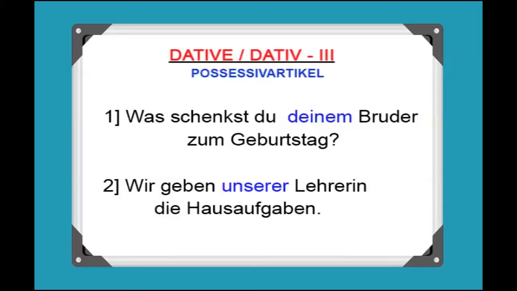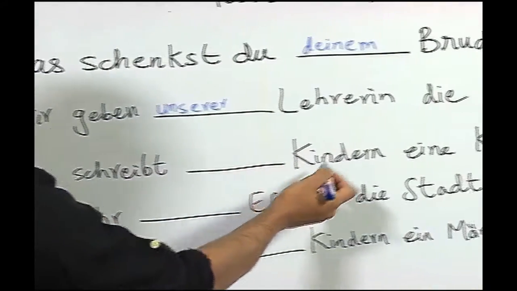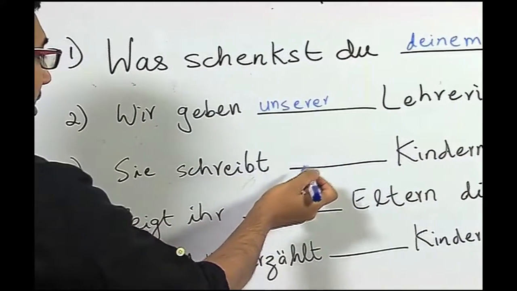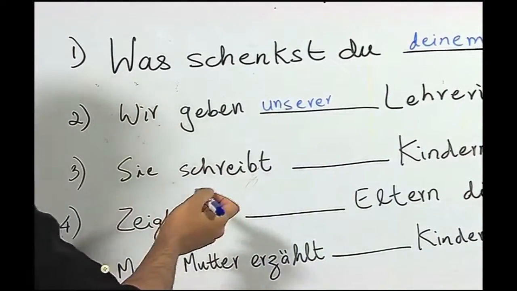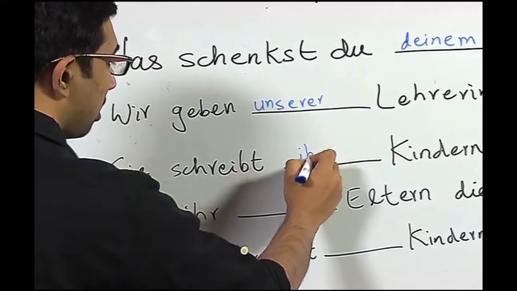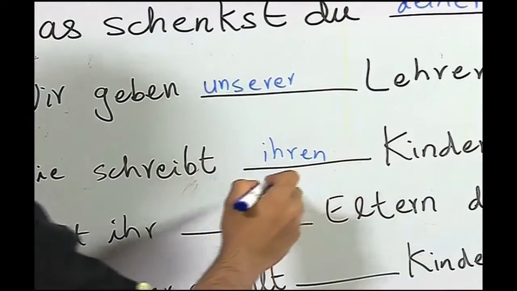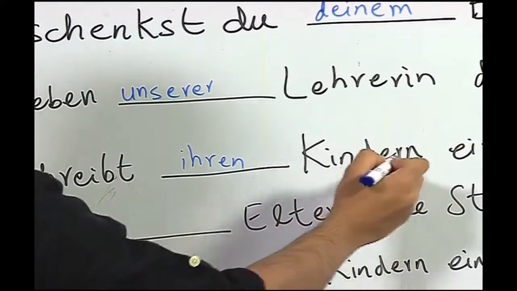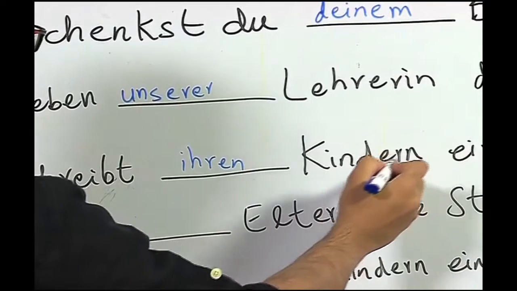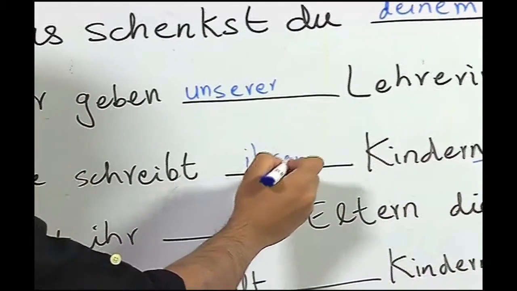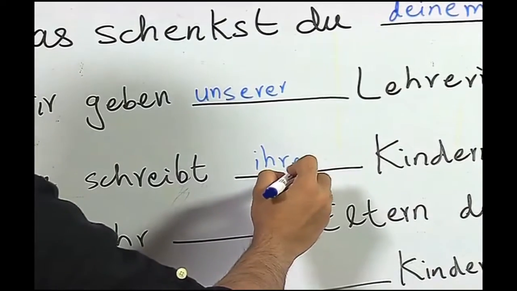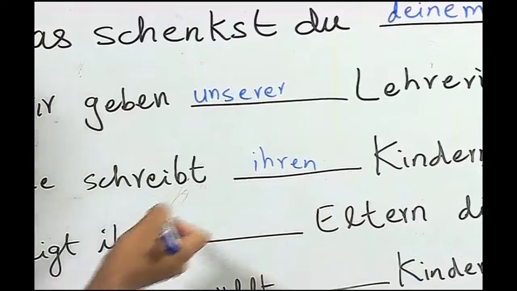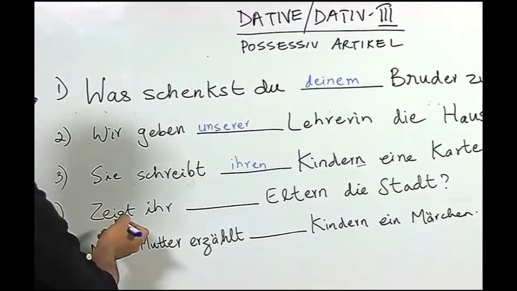Here in sentence number 3, sie schreibt Kindern eine Karte. Now, here again we write the possessive article in dative based on the pronoun, which is ihren. We wrote ihren because here we have the dative object in plural, which is marked by n, Kindern, children. And here we know in possessive article the plural ending is en or n, as you can see. So, we write ihren.